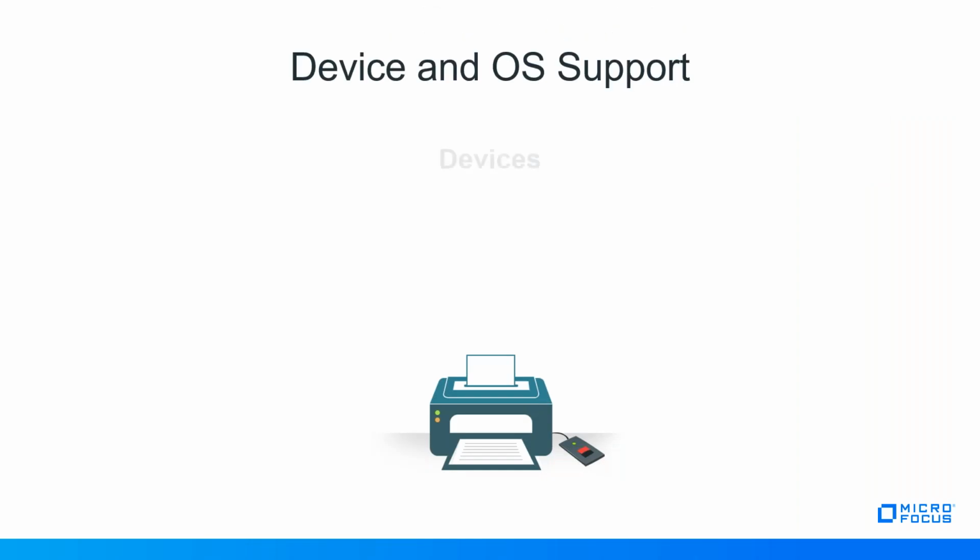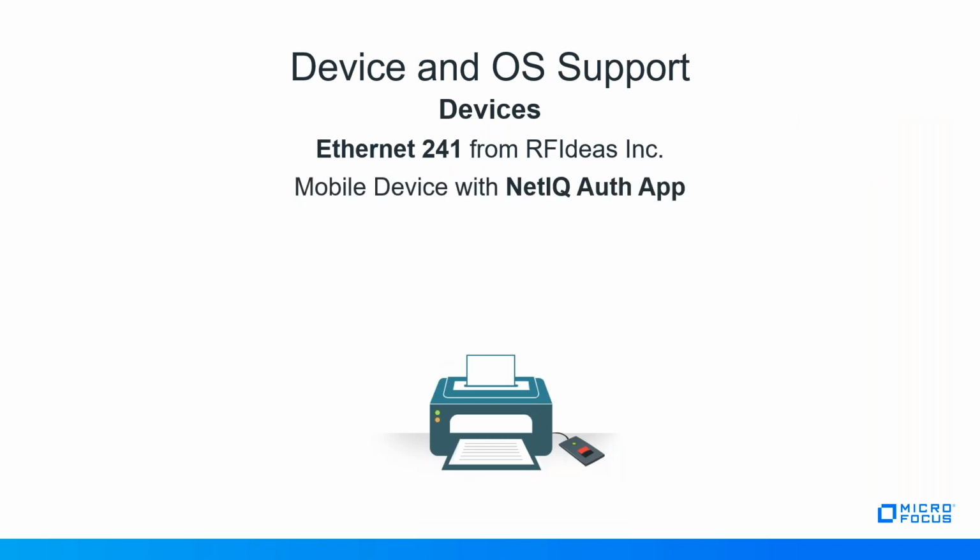So then, as I was saying, we have taken this 241 device from RFIDs and we have integrated the second factor on top of this device. So the method which is supported today is the RFIDs 241, and post the end user authenticates to this device, the NetIQ authentication app will require a yes or no from the end user for the printouts to come out.